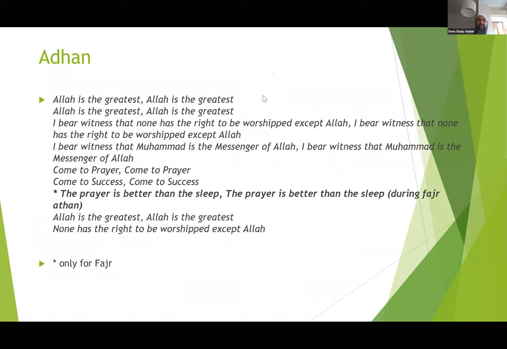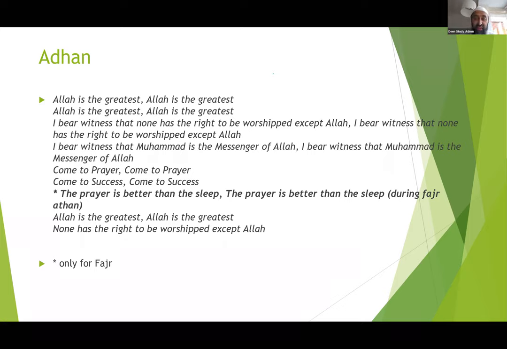Allahu Akbar means what? Allah is the greatest. Allah is the greatest. Allah is the greatest. I bear witness that none has the right to worship but Allah. You say that twice. And I bear witness that Muhammad sallallahu alayhi wa sallam is the messenger of Allah. So that is said twice. Come to prayer. Hayya ala salah. Hayya means come. As-salah. Hayya ala al-falah. Come to success. So the prayer is success.